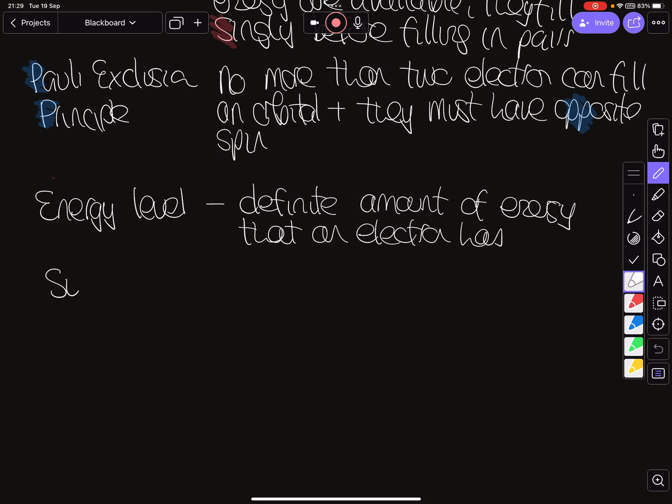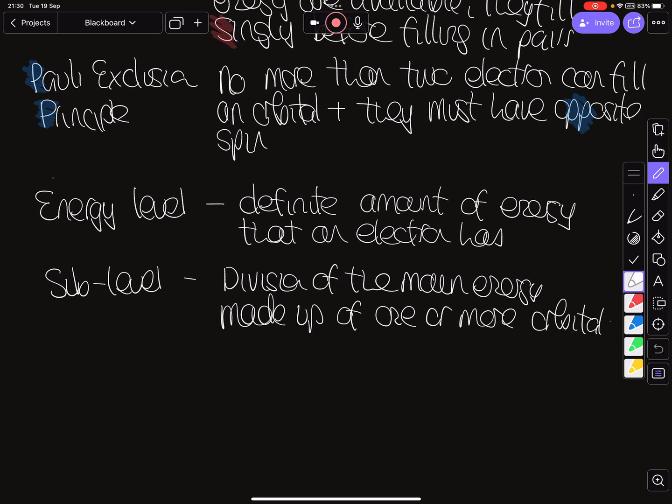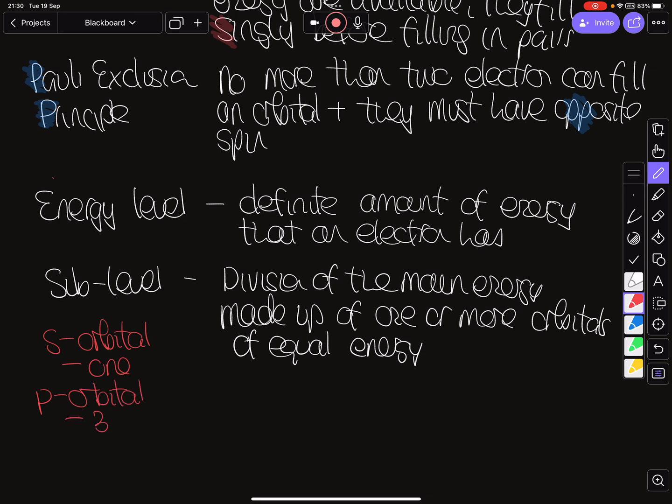The next thing that you can be asked is about sublevels. And a sublevel is a division of the main energy level, and it is made up of 1 or more orbitals of equal energy. So our s orbital, there is only 1 of them, and our p orbital, when we get there, there are 3 of them, and our d orbitals, when we get there, are 5 of those. Okay, so that's our sublevels.